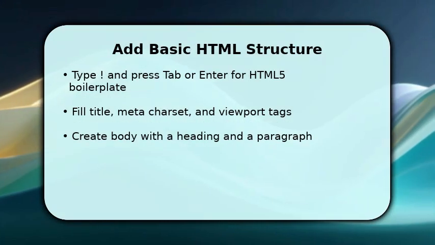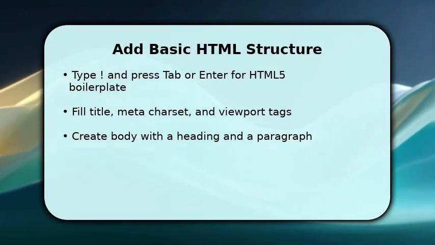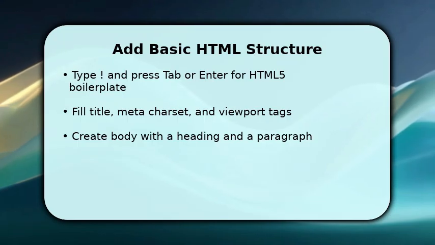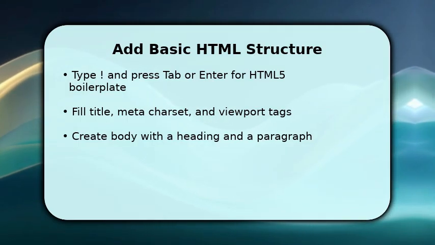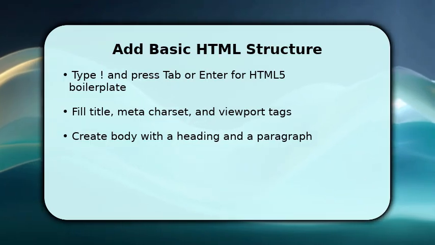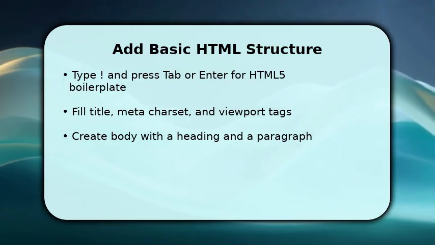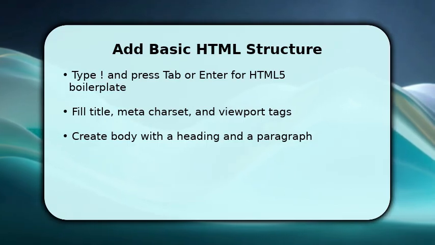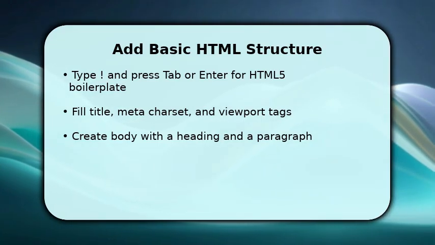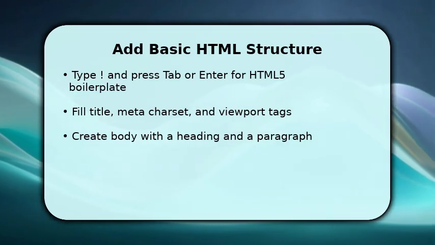You now add the HTML skeleton using Emmet. Type an exclamation mark and press Tab to expand the HTML5 boilerplate quickly. Fill in the title, confirm meta charset equals UTF-8, and the responsive viewport meta so pages render properly on phones. Next, add a visible body element, an H1 for your page title, and a paragraph for content.